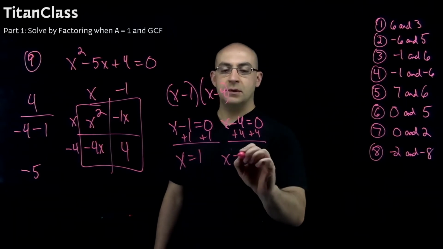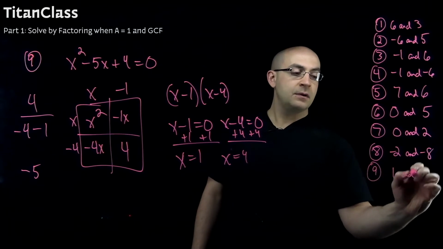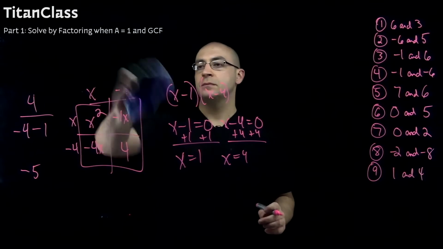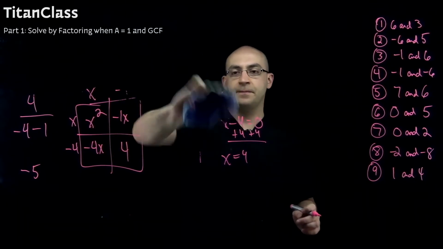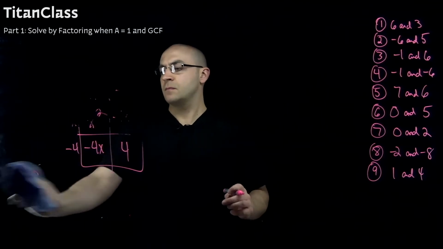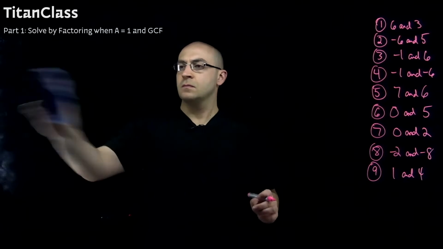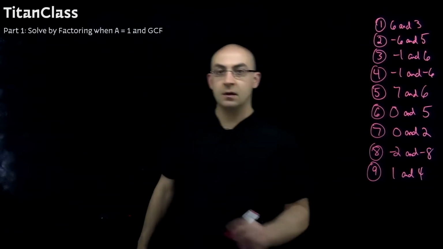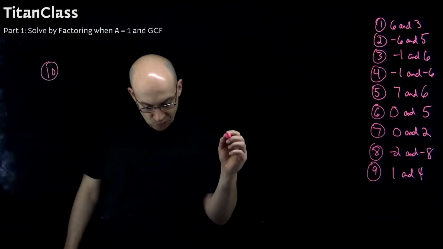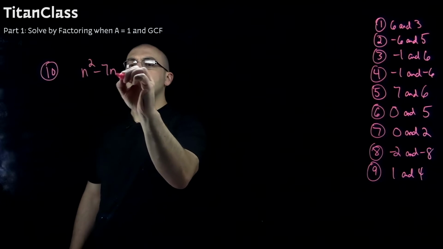Equals 4. Okay, so for number 9, we've got 1 and 4. Okay, one more number in the set, and then we'll move to something else. Number 10. Okay, n squared minus 7n equals 0.